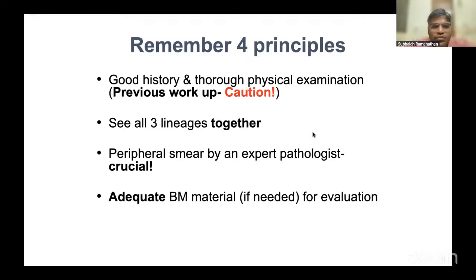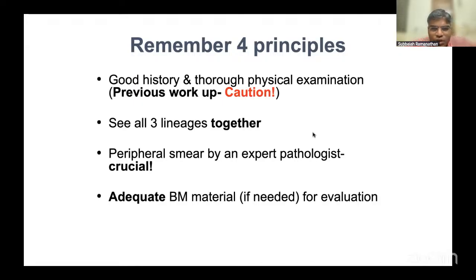Examination part: proper general and physical examination, and a thorough systemic examination, is important. Clues can be from simple pallor, icterus, adenopathy, organomegaly, bone tenderness. All these can give you clues. Previous workup is always important, because long-standing anemias can be picked up from that, and the chronicity can be ascertained if it's been there for a long time.